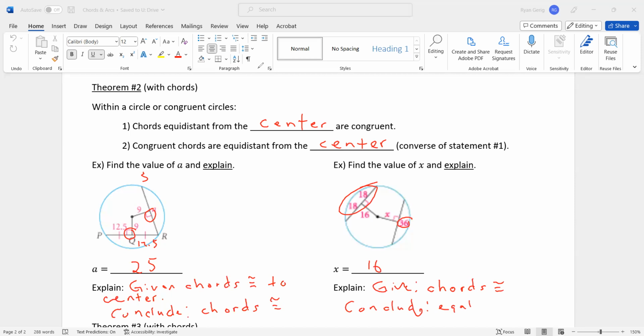Equal, spelled equal wrong, sorry. Equal distance to the center. All right.